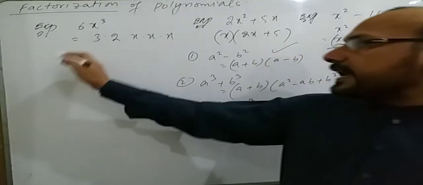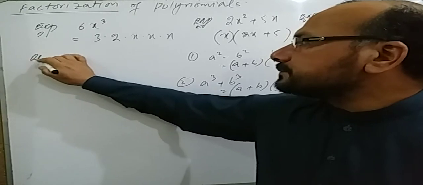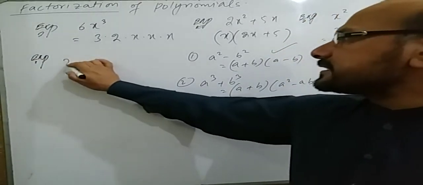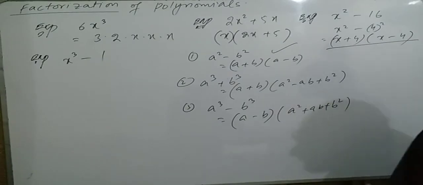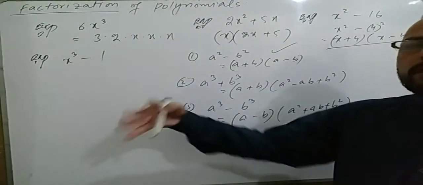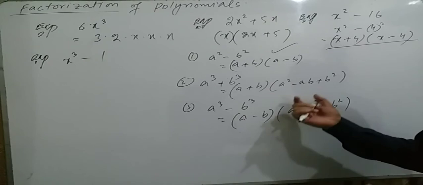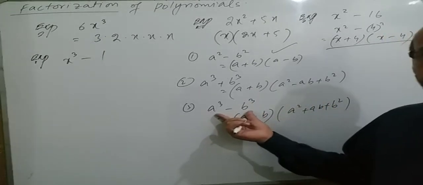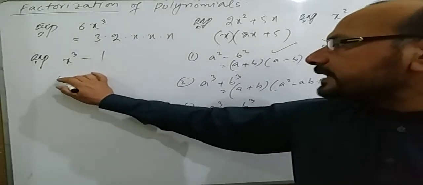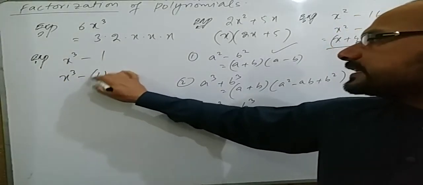Suppose we have an example like x cube minus 1, and we need to make the factors of x cube minus 1. So how can we make the factors? We will try to compare it with the formula. So here we can write x cube minus 1 cube.